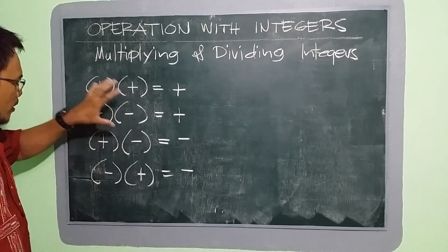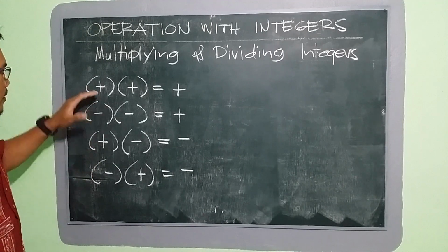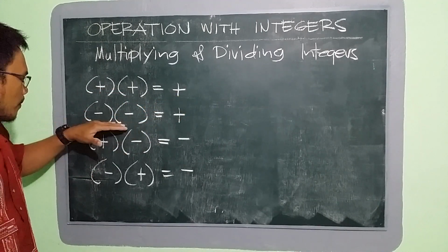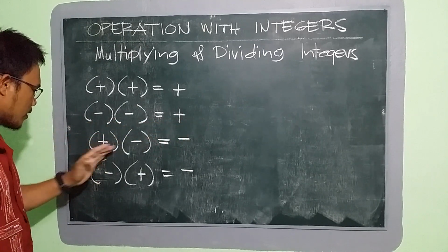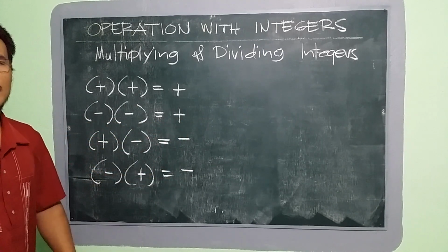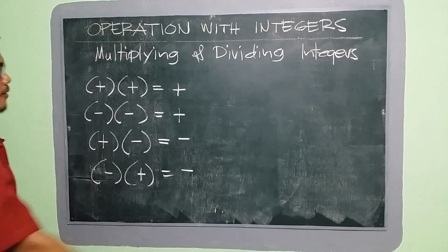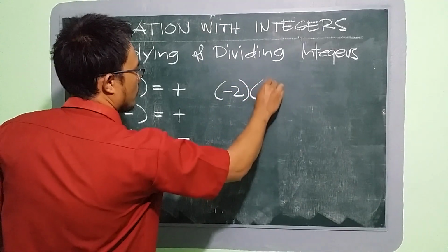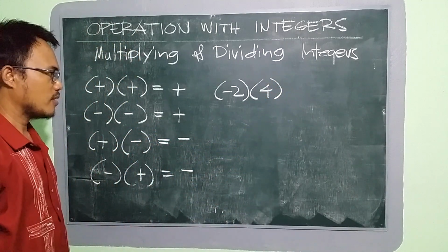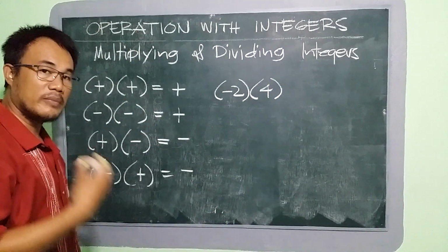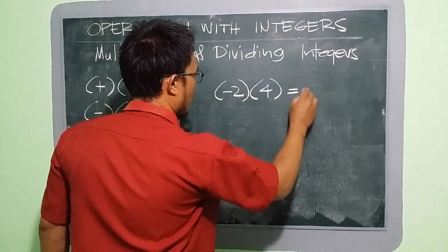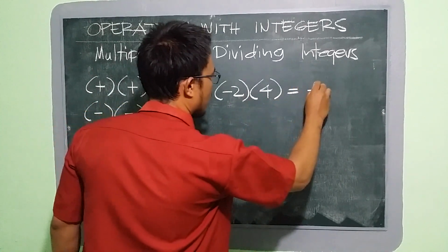So the rule is very simple. Same sign multiplied, the result is positive. Different signs, the result will be negative. For example, negative 2 times positive 4. Since they have different signs, the result will be negative. So 2 times 4 is 8. Since they have different signs, the answer is negative 8.